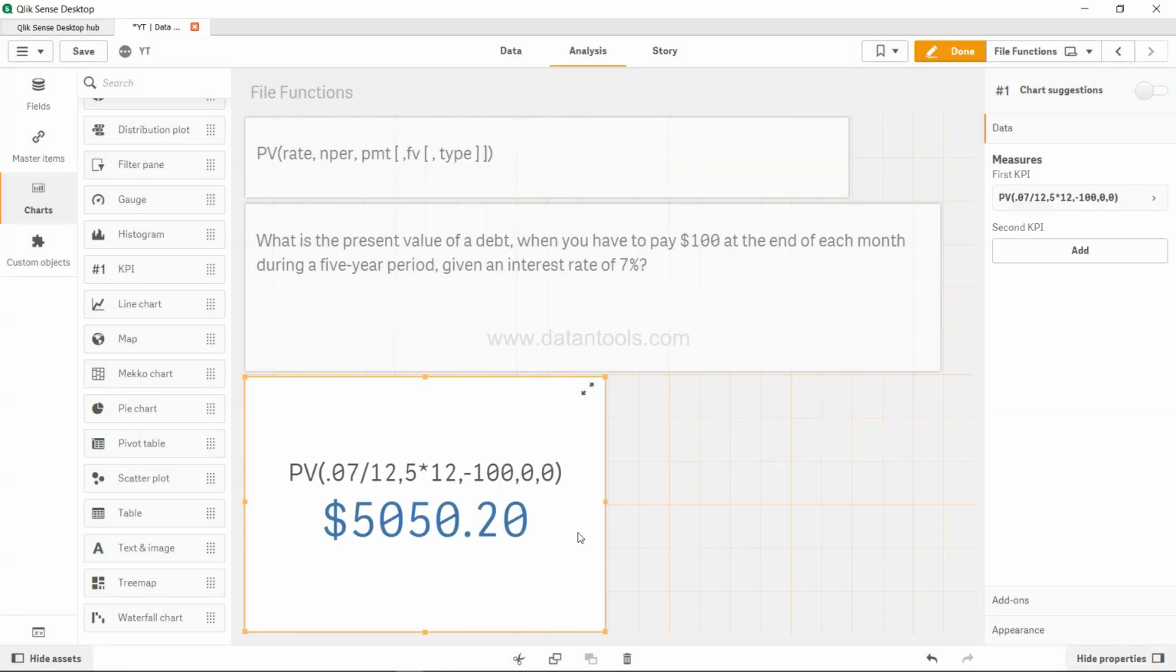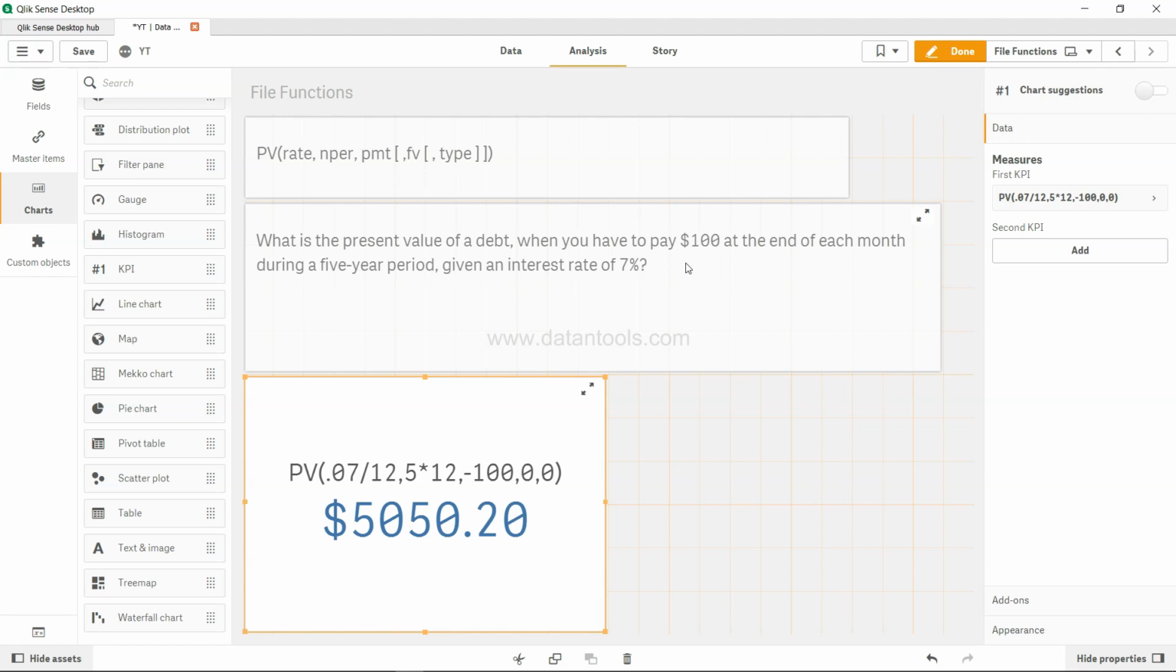So if I click on apply, what it gives me is basically the 5050. So that is our present value of debt. The 5050 is the present value of debt based on these parameters that we have given.